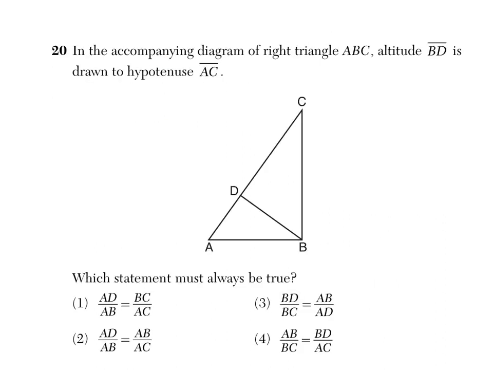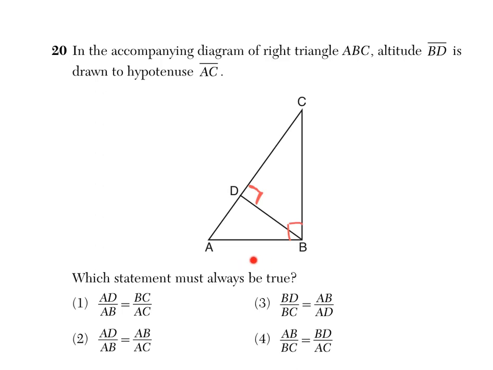And question number 20 says, in the accompanying diagram of right triangle ABC, I'm going to include that right here, showing that this is 90 degrees. Altitude BD, I see BD, and if it's an altitude, then this is also 90 degrees, is drawn to hypotenuse AC. All right, so we've got an altitude in a right triangle, and what that means is that this small triangle is similar to the medium triangle, is similar to the overall big triangle. And so what we're going to do right now is look at these statements. We've got 4 proportions, and we're going to be thinking about which single option must always be true.